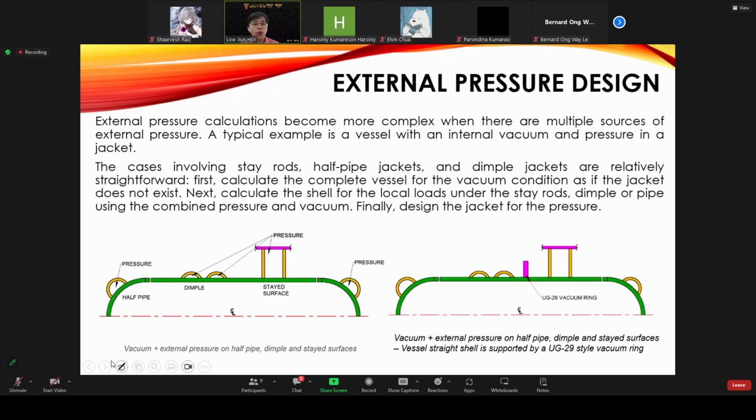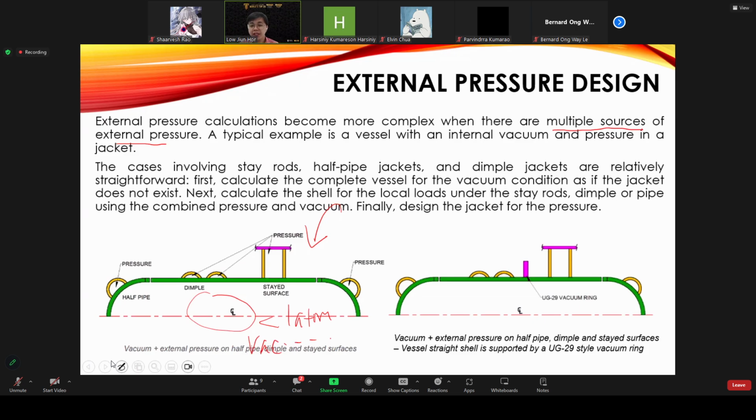Just now we only considered one source of external pressure, either the external pressure coming from the jacket or from the environment. But in some processes, we need to consider multiple sources of external pressure at the same time. For example, taking the diagram here as an example, imagine the operating pressure here is lower than 1 atm. This means that the process is operated under vacuum.